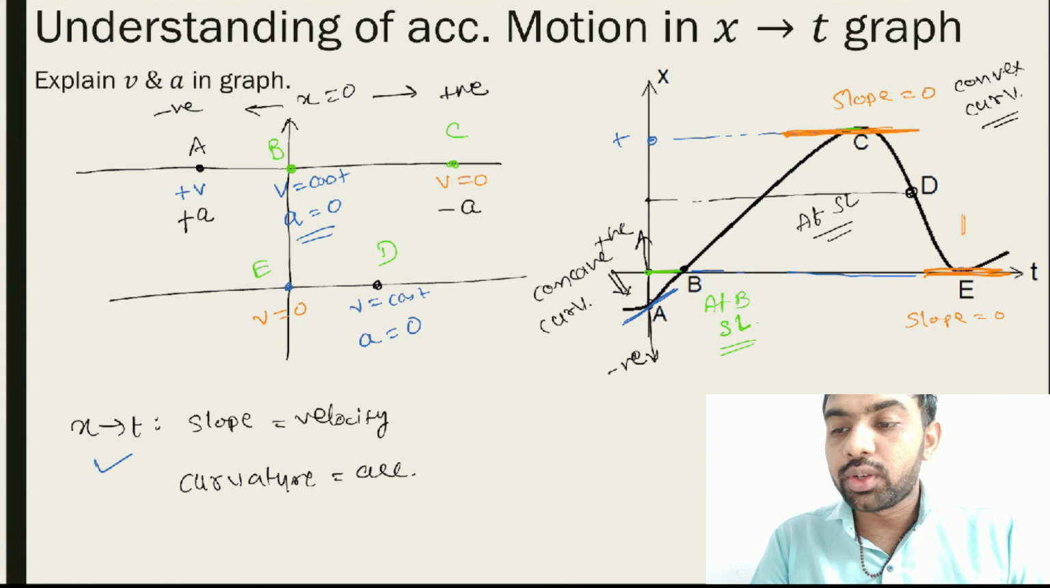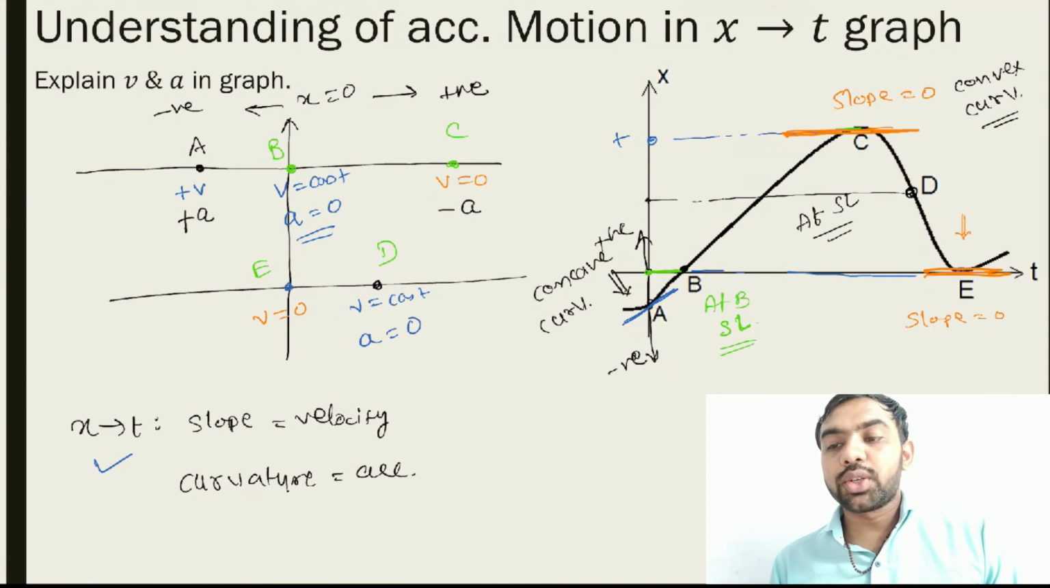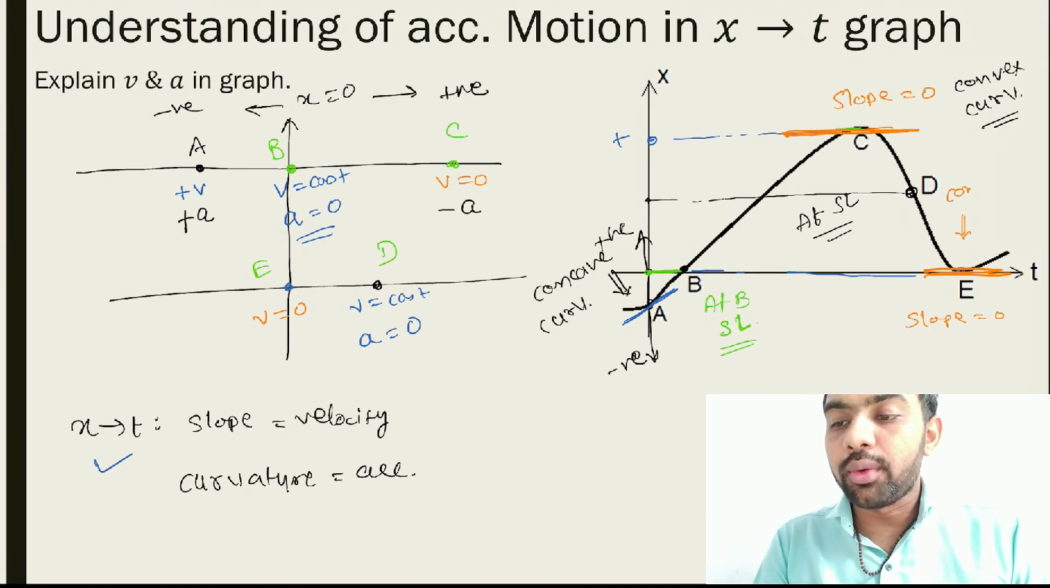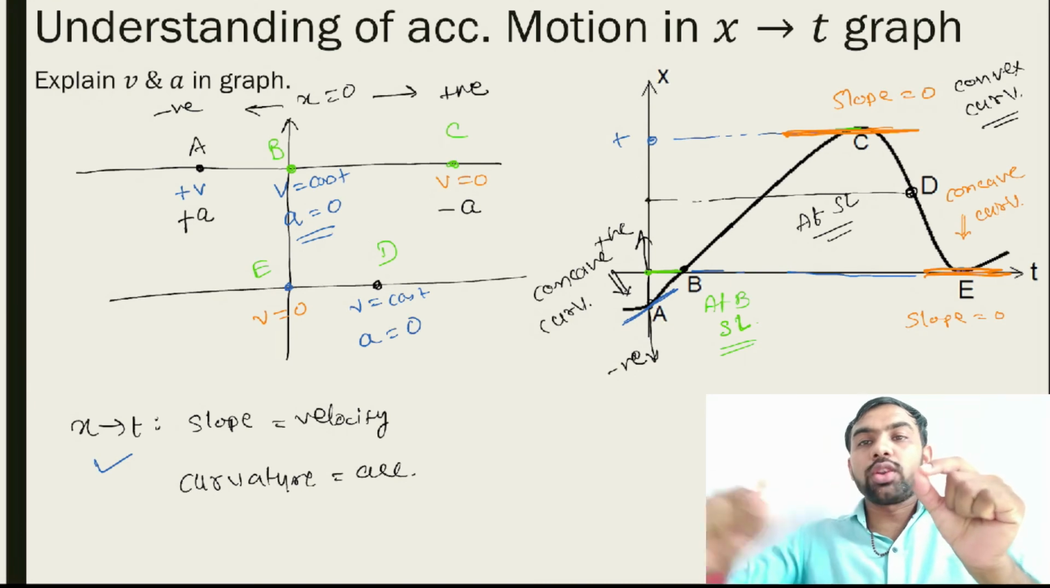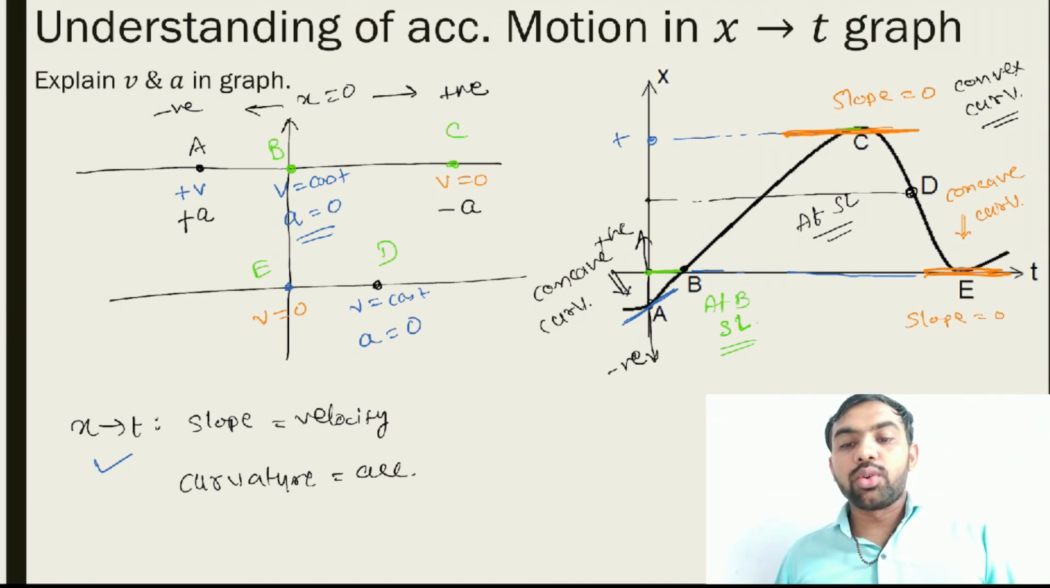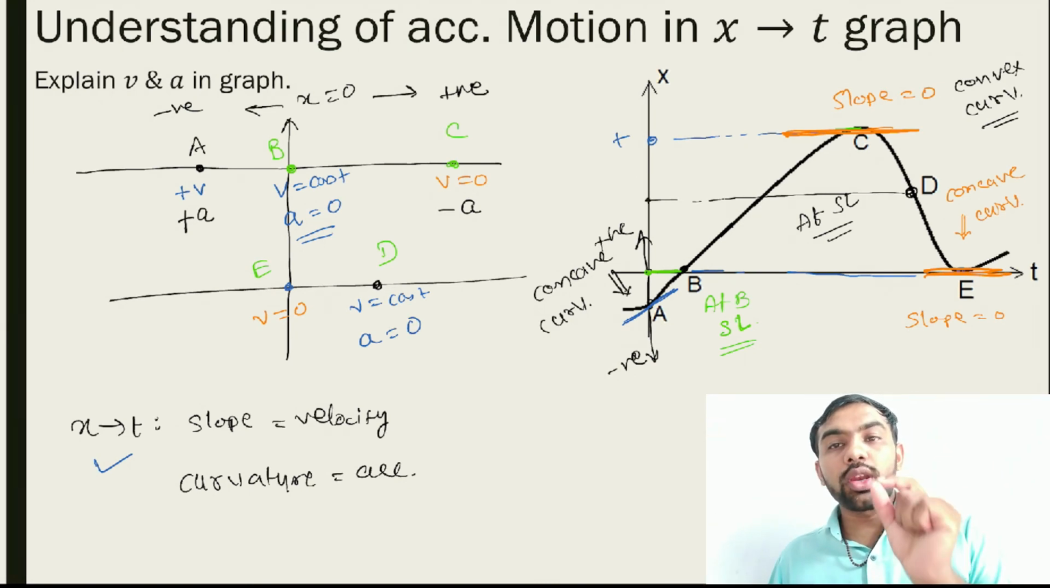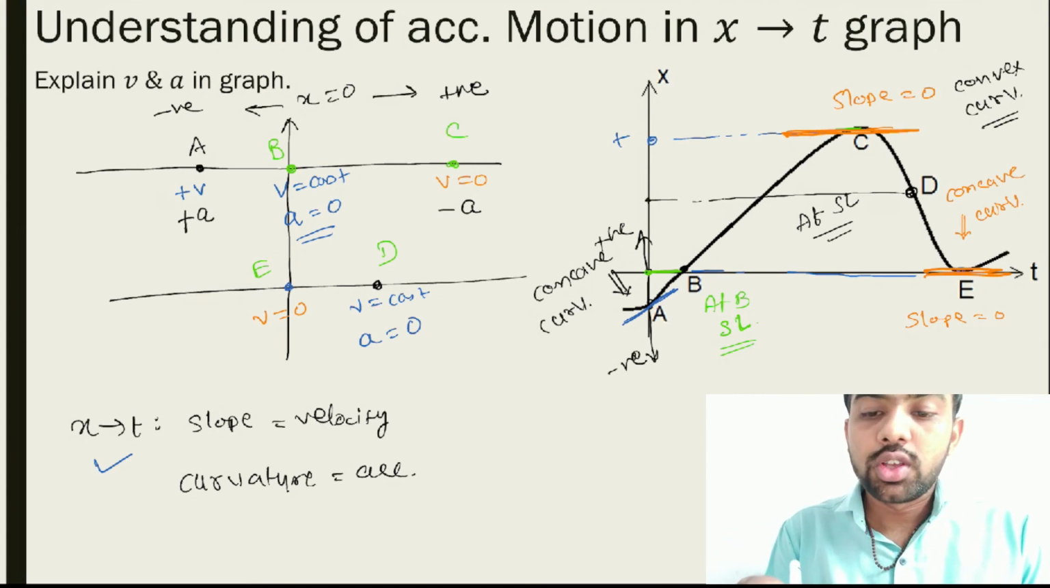You see the graph from the top. If you see the graph from the top, then it is a concave curvature. Concave curvature means what? See, what is the meaning of concave? So concave curvature means positive acceleration. So here acceleration is positive.